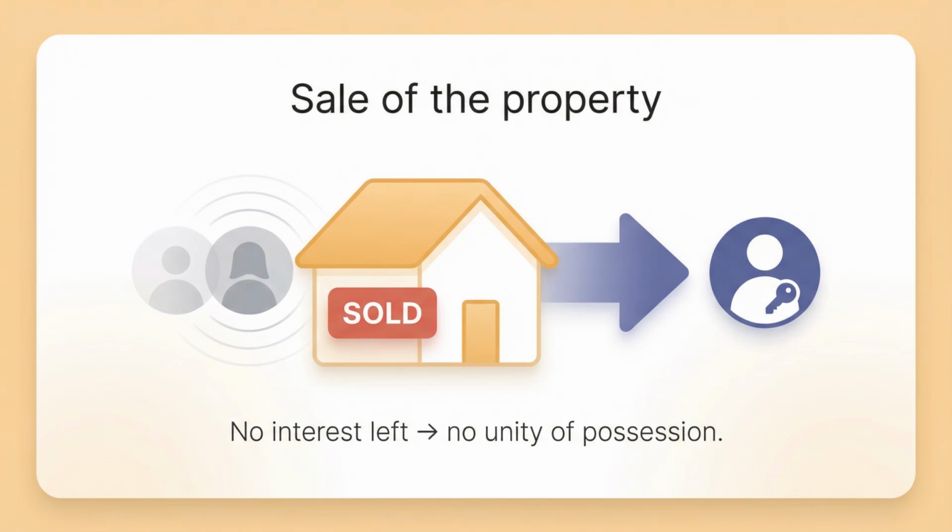A sale of the property ends the co-ownership because ownership transfers to a new person. Once the co-owners no longer have an interest, they no longer have any right to possess or enjoy the whole property, so unity of possession disappears, and the joint tenancy is effectively determined.